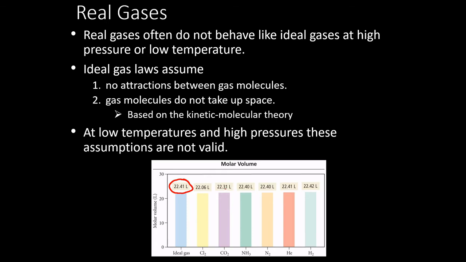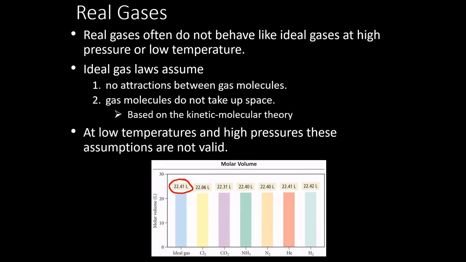CO2 is closer by a good bit. It's 22.31. Ammonia is actually really close. Same thing with nitrogen. Helium is essentially perfect. It is a very much ideal gas. And then hydrogen is really, really close as well. So you can see here that for the most part, the gases are pretty close to being ideal in terms of the way they behave. But there are some that are a little ways off.